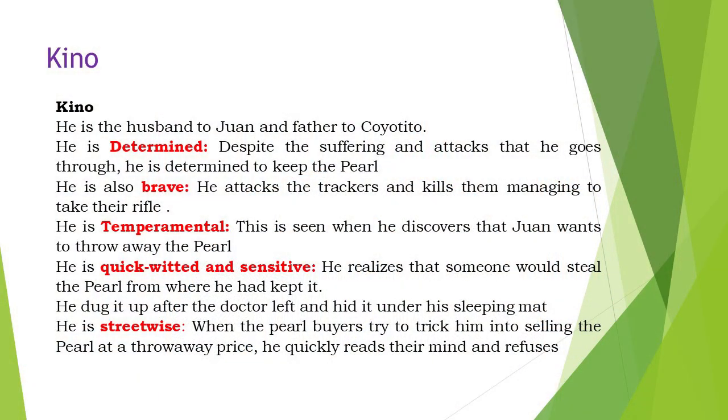Who is Kino? And what is Kino's relationship with other characters in the novel? Kino is the husband to Juana and father to Coyotito. We notice that he is determined. Despite the suffering and attacks that he goes through, he is determined to keep the pearl. We also notice that Kino is brave. He attacks the attackers and kills them, managing to take their rifle.